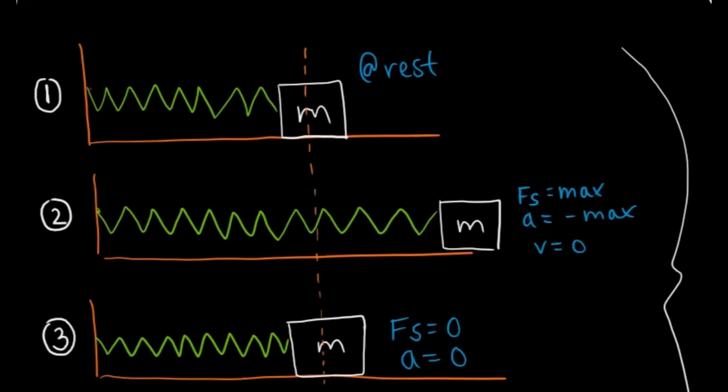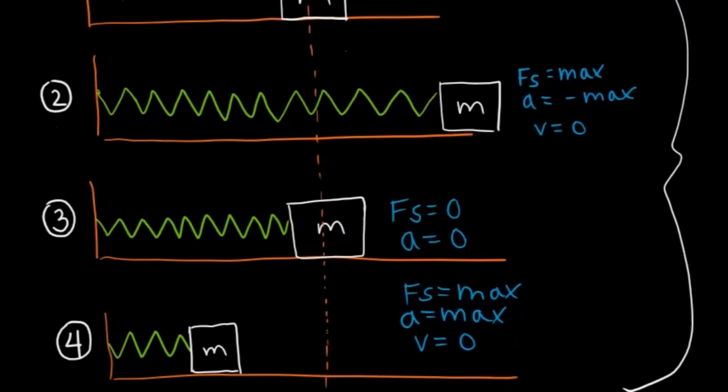All right, but let's say we stretch it out. So now it has spring potential energy. At this position, the acceleration is going to be negative max, the force is going to be maximum, and your velocity is going to be 0. This isn't really representative of you pulling it and stretching it to that position, but this is just when it's oscillating. When it reaches that position, these are the standard values.